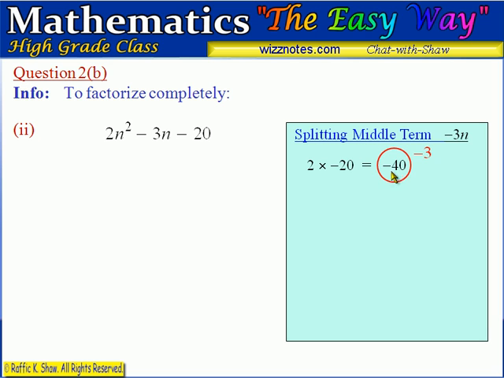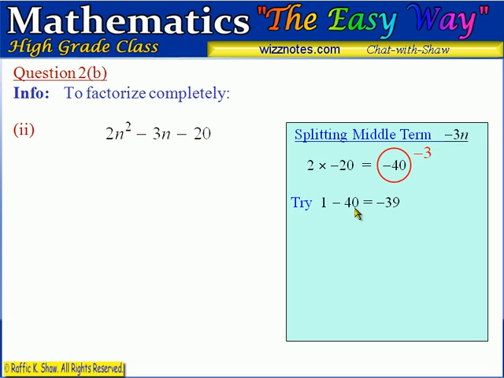Now we must bear in mind that since we are searching for factors of a negative number, one of the factors will be positive and one will be negative. And since we want the sum of those two factors to be negative 3, it means that we must give the larger of the two factors of negative 40 the negative sign, because we want the sum to be a negative number. And so we try the first factors of negative 40, and remember we are giving the larger of the two factors the negative sign, and so the first factors to try would be 1 and negative 40.